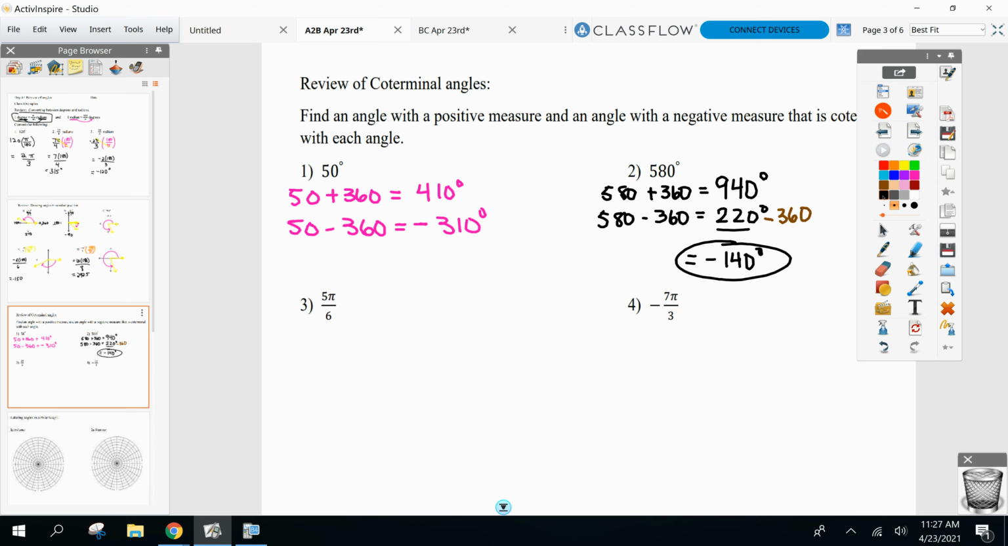Ooh, radians, 5 pi over 6. Give me a positive and a negative. Ooh, I know what some of you are thinking. Let's convert, add 360, subtract 360, and convert it back to radians. That's a lot of work, guys. It's too much work for me, and probably for you too. Yes, could I convert this to degrees, add 360, subtract 360, and then reconvert them back into radians? I could, but that's going to take a while.